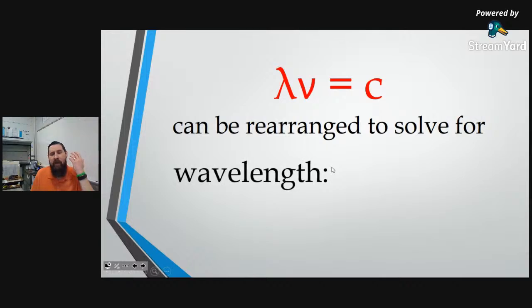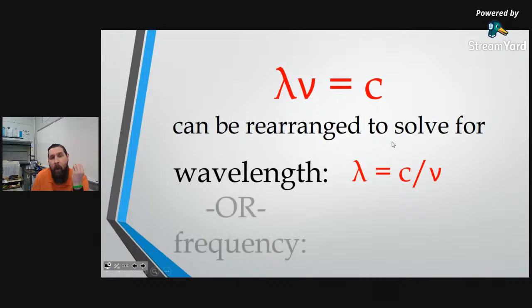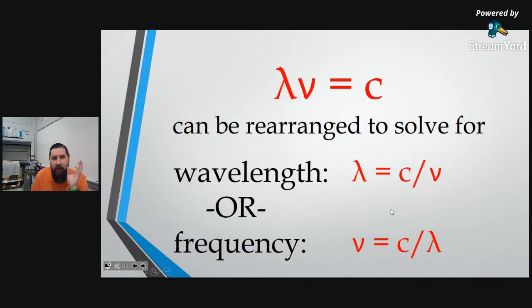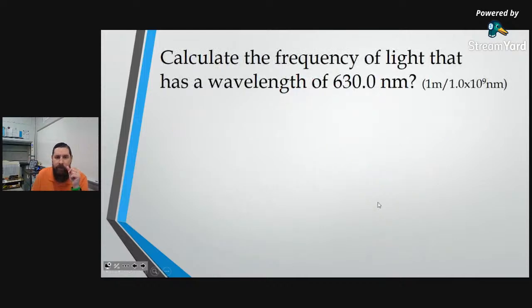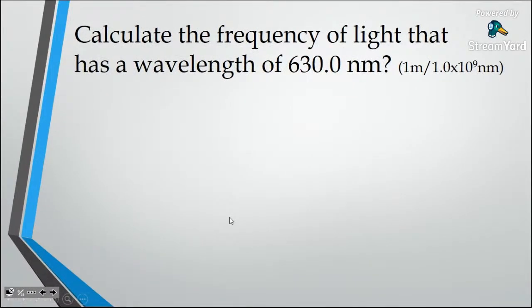So in other words, it can be rearranged for wavelength, where we're going to end up that lambda equals c divided by nu, or speed of light divided by frequency. Or if we're solving for frequency, we're going to get that nu equals c divided by lambda, or speed of light divided by wavelength. So now that we've got these two rearrangements of the speed of light equation, let's go on and look at some practice problems. So the first one that we're going to look at asks us, calculate the frequency of light that has a wavelength of 630.0 nanometers.